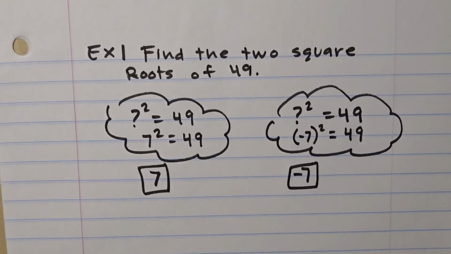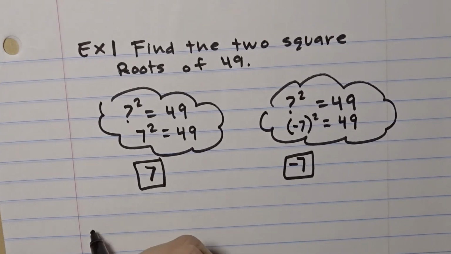All right? So there you go. Two numbers that when you take them to the second power, or multiply them by themselves, you get 49, which makes them the square root. All right, so let's look at example 2.